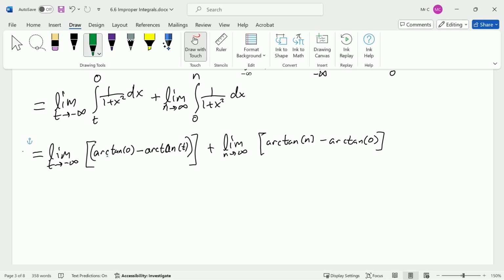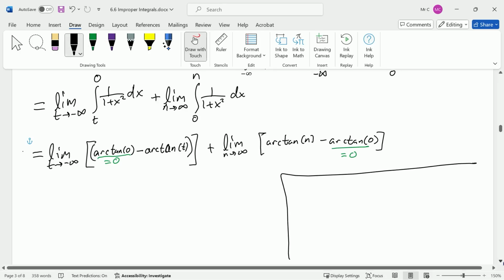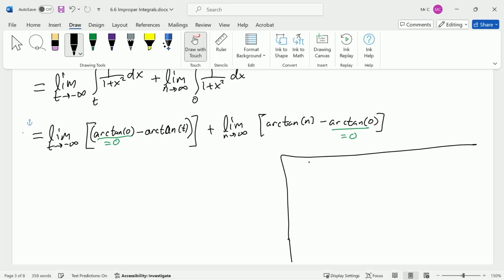Now, arctangent of 0 is 0. And we know that because tangent of 0 is 0. So if I invert the input and output, we get the same thing. Arctan of 0 is 0. Now, as for the limits, as t goes to negative infinity and n goes to positive infinity, we have to know the graph of arctangent. And so let's just take a look here real quick in case anybody's a little rusty.